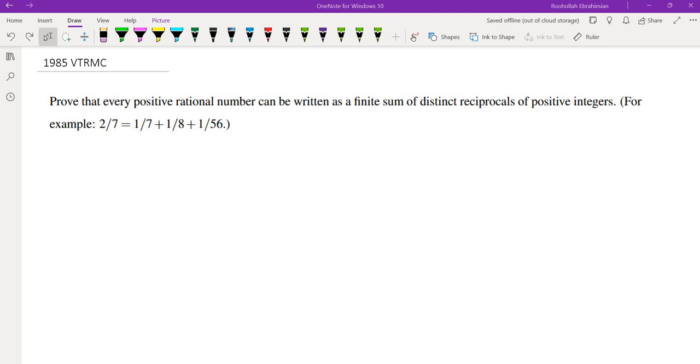Hello, in this video we're going to go over a problem from the Virginia Tech Regional Math Competition. So here is the problem. Prove that every positive rational number can be written as a finite sum of distinct reciprocals of positive integers.